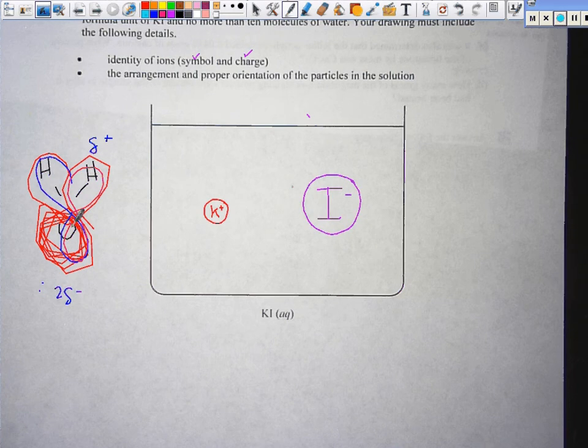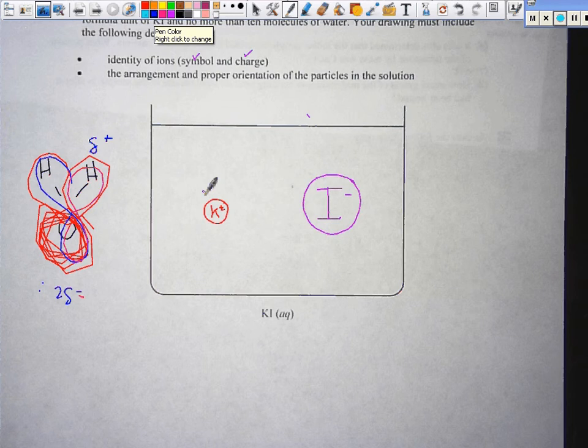Why is it oxygen? Yeah, this is the negative, and this is the positive, so we need to match those up. Okay. So, now, it said no more than how many waters? I'm just going to put three around each one of them. And again, I know that's only six, but it says no more than ten, so we're good there. All right, so oxygen is going to go like this.